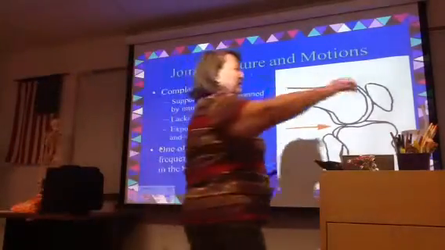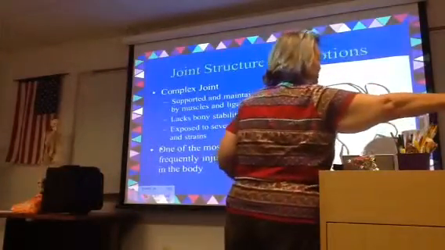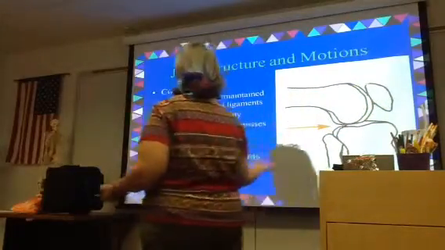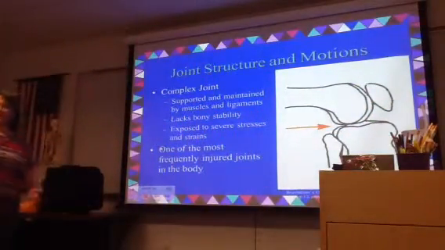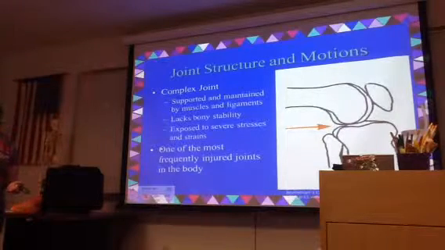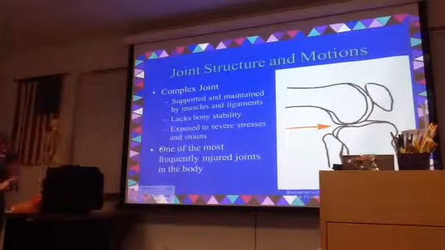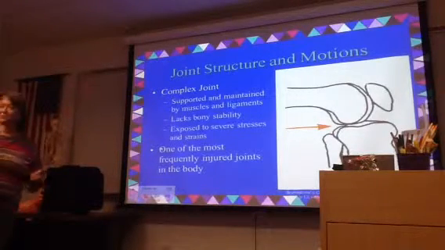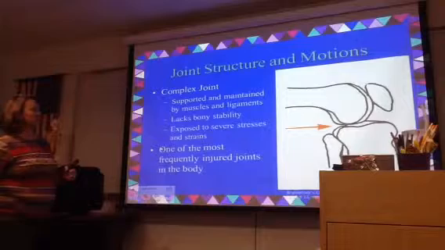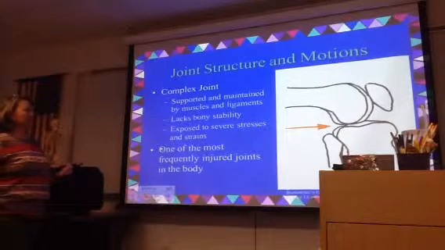All right, so let's look at the joint structure and the motions that happen at the knee. So, what are the motions of the knee? Flexion, extension, done. Let me say that one more time. Flexion, extension, done. Okay, don't be trying to measure rotation at the knee. You do use the knee as your axis point for measuring rotation at the hip, but we're not going to measure rotation at the knee.